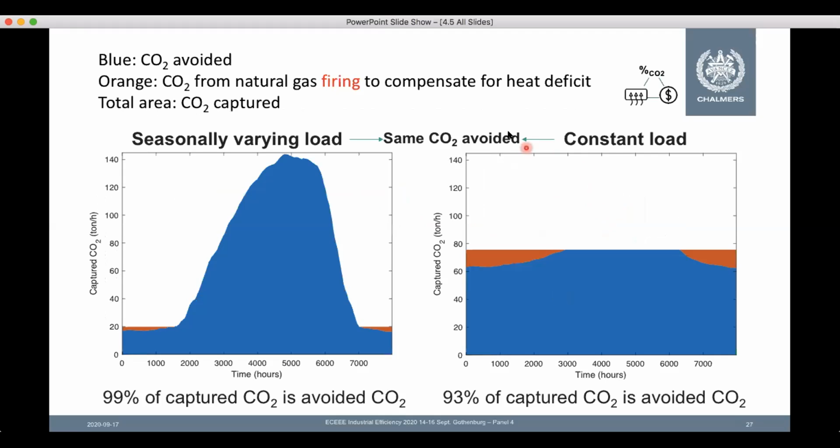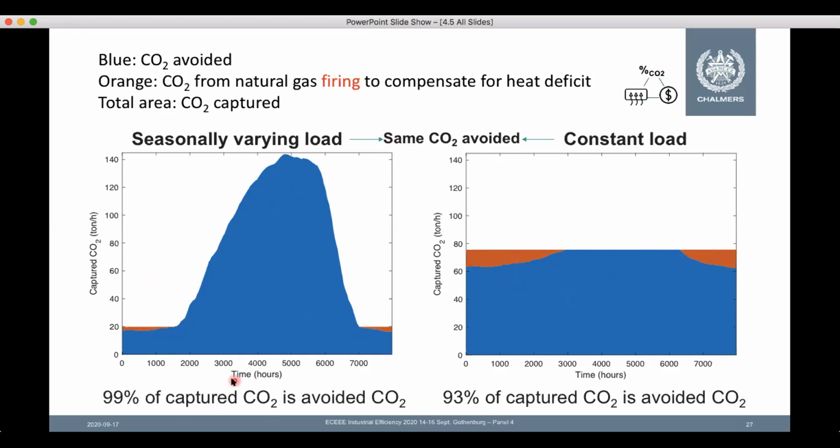I illustrate this here. This is maybe a bit hard to grasp. I don't know if you're familiar with these concepts of captured CO2 and avoided CO2, pardon me. We basically have the same plots, only now we're plotting the amount of captured CO2. And in blue, we see the amount of CO2 avoided. And we require that both areas in both plots are the same in size. And in red, we see the emissions from natural gas combustion, which is of course larger in the constant load case because the heat pockets are larger, where we have to supply extra heat externally.